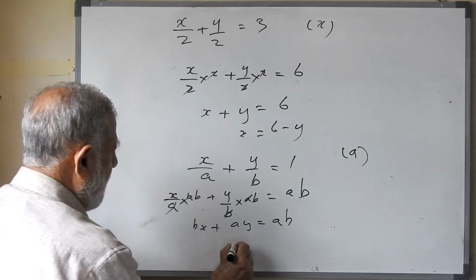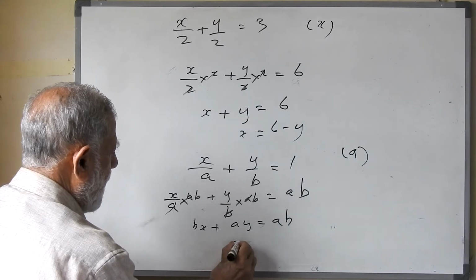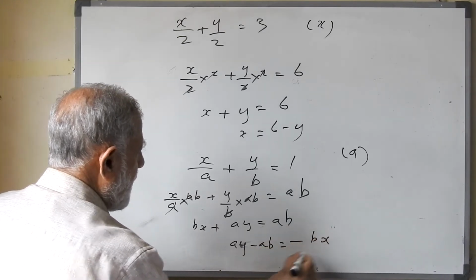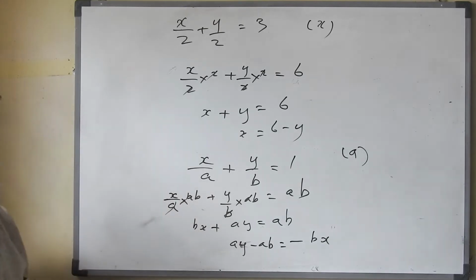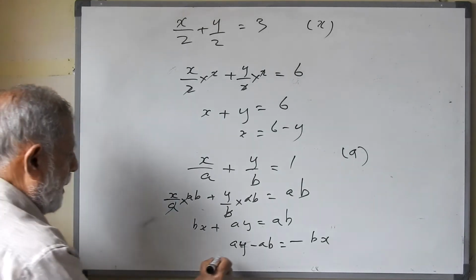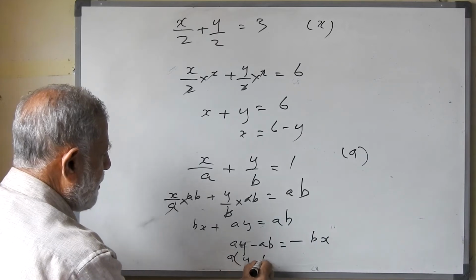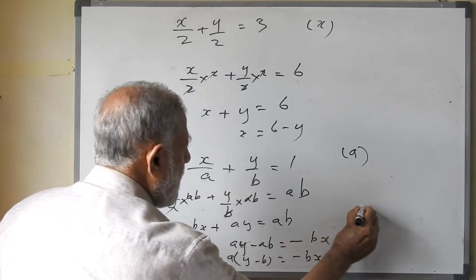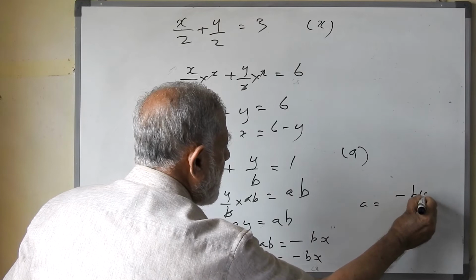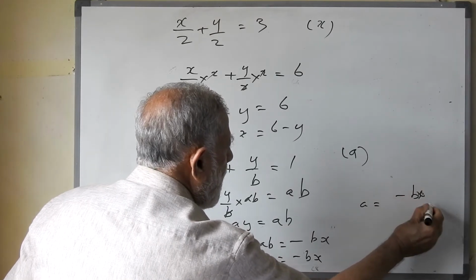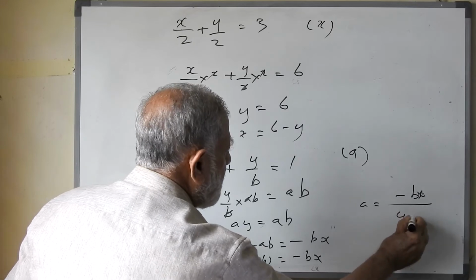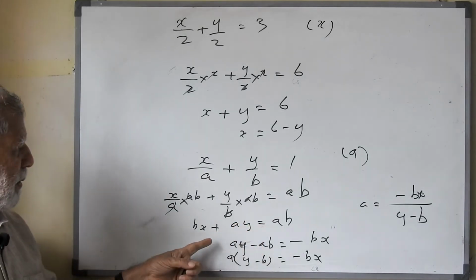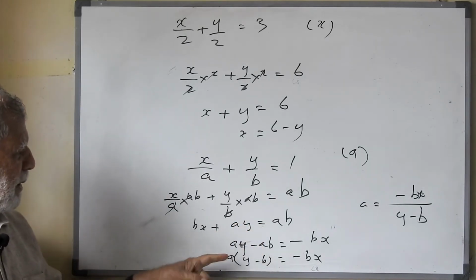So what you do is, Ay minus AB is equal to minus Bx. So here there are two terms where you get A. So take A as a common factor. So A into (y minus B) is equal to minus Bx. So A is equal to minus Bx upon (y minus B). So whenever there are two terms, we have to bring both the terms on the left hand side and then take that particular term as a common factor here.